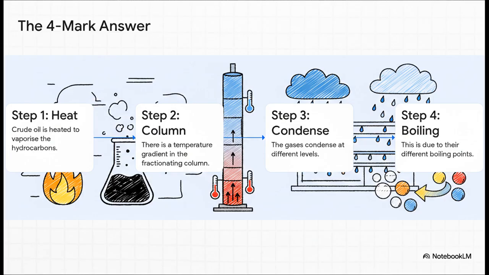Mark number 1, you've got to say that the crude oil is heated to vaporize the hydrocarbons. For your second mark, you need to mention the temperature gradient in the column. You know, how it's super hot at the bottom and gets cooler as you go up.